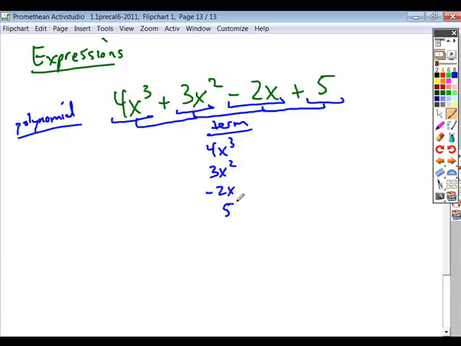What that means is any negative signs that you have in your terms have to be part of that term. And so 4x cubed, 3x squared, and 5 are all the positive terms. Negative 2x is also a term; the sign carries with it.